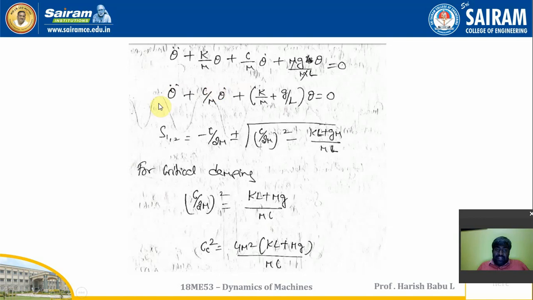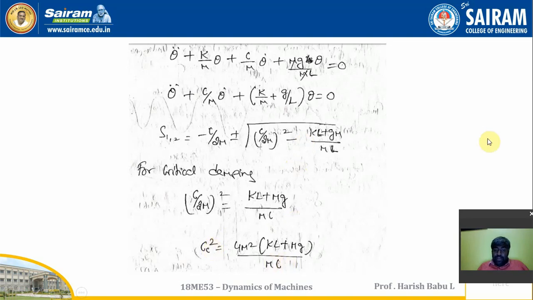So by finding the solution for this in terms of minus b plus or minus root of b square minus 4ac divided by 2a, I want to get the overall equation as s1,2 equals minus b, that is c by m, divided by 2, that is minus c by 2m plus or minus root of (c by 2m) square minus (kl plus gm) divided by m into l. So for critical damping, c by 2m should be equal to this value. So I'm going to substitute that value.